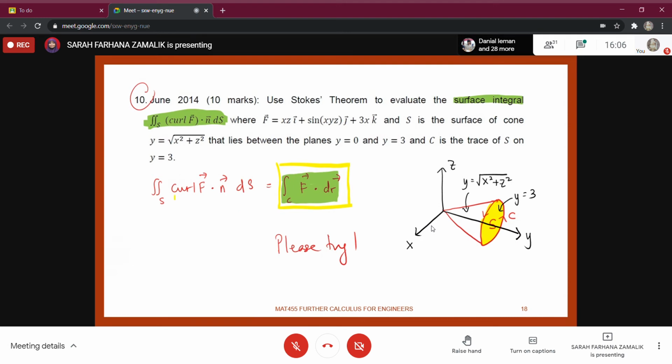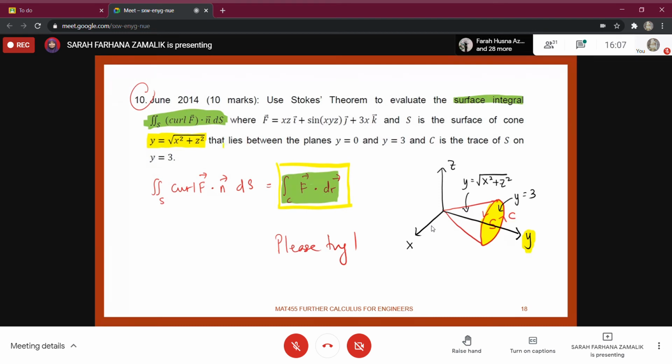How do you know your cone here is on Y? Sebab equation dia bagi Y as subject. So you know cone kita sebelah positive Y. Sebab apa? Positive square root. Sebab tu cone kita macam ni. It is on Y axis. Okay. So tengok, bacalah lagi.